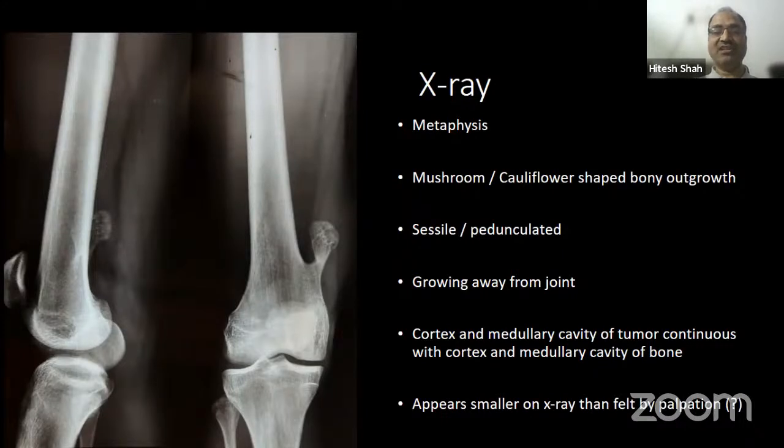Okay, one more question here. If it is growing towards the joint, what could it be?